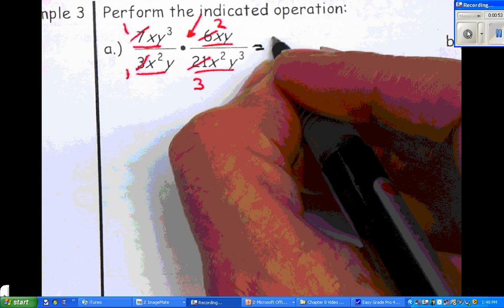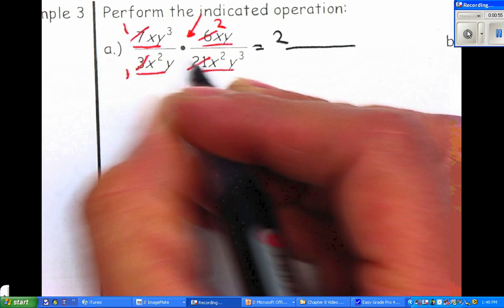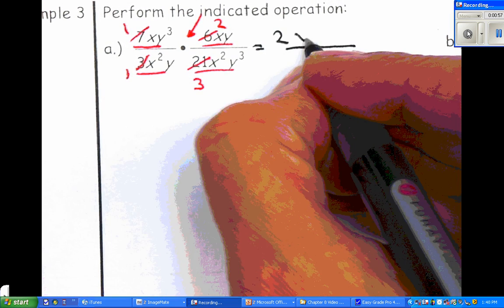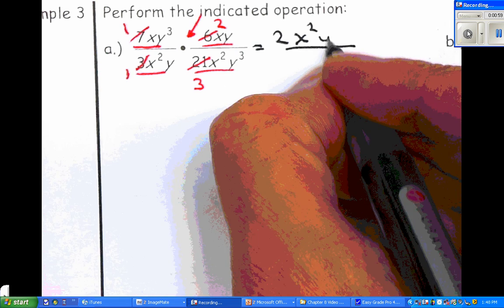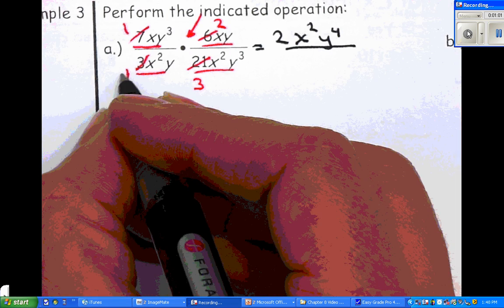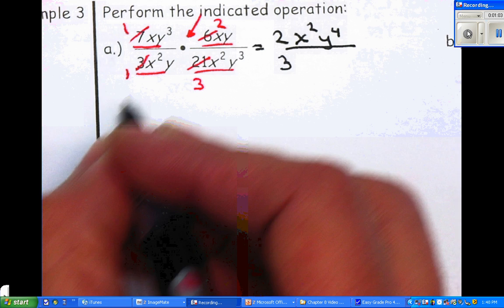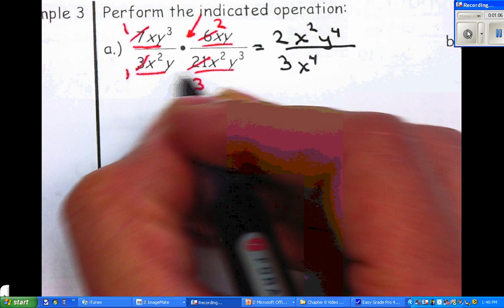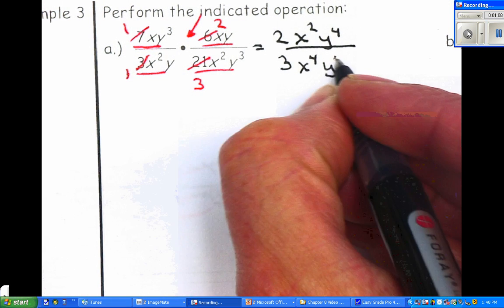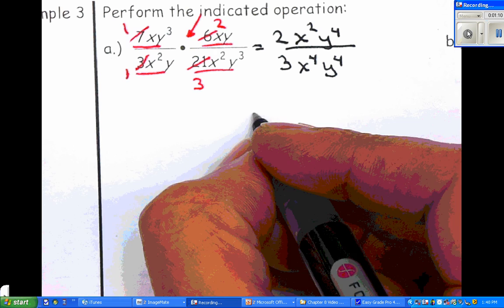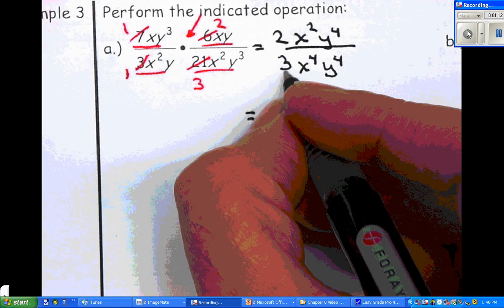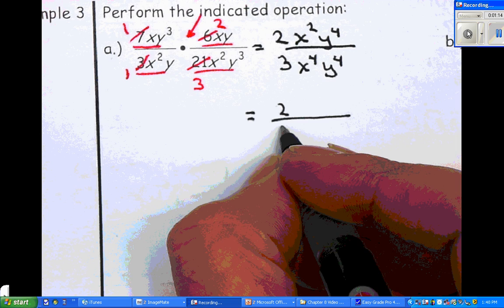1 times 2 will be 2. How many x's we have on top? 2. Y's we have 4. On the denominator, 1 times 3 is 3. We have 4 x's, and in this case we also have 4 y's. It's equal to 2 over 3 and can no longer be reduced.